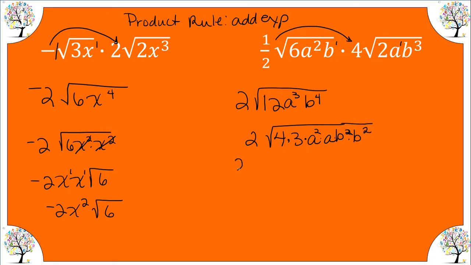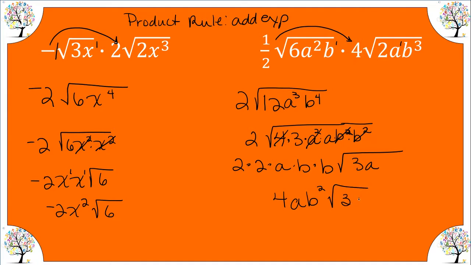Let's take the square root of 4. That gives us 2. A squared gives us a. B squared gives us b. And b squared gives us b. And we're left with 3a. We're going to simplify all these factors. So we get 4 times a times b squared times the square root of 3a.